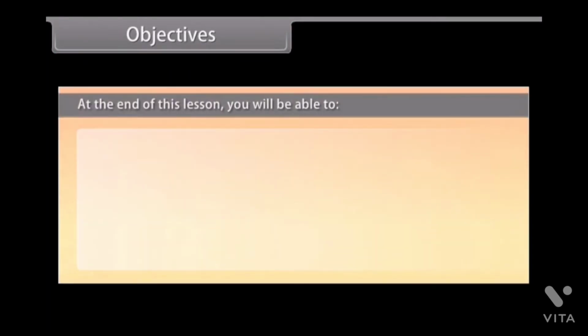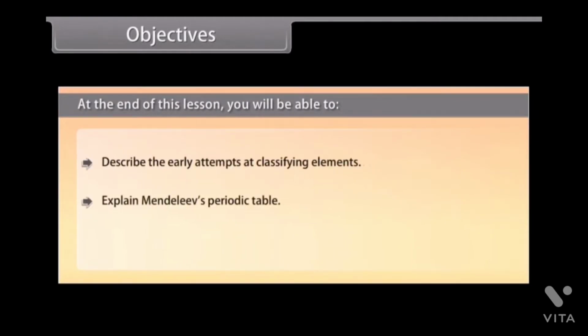Objectives. At the end of this lesson, you'll be able to describe the early attempts at classifying elements, explain Mendeleev's periodic table, explain the modern periodic table.